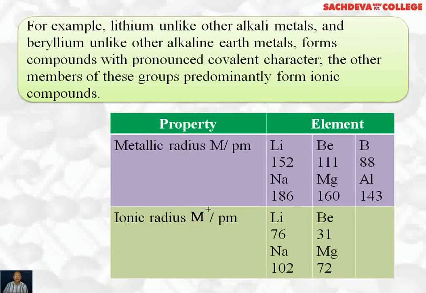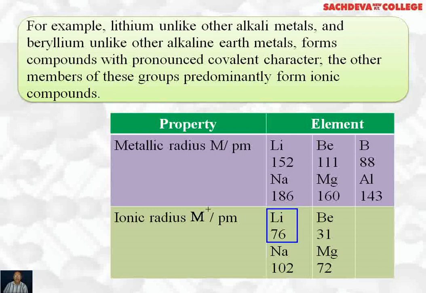For example, lithium has atomic size 152, beryllium 111, boron 88, sodium 186, magnesium 160, aluminium 143. Now, the atomic size of lithium resembles that of magnesium and they resemble in their properties. Similarly, beryllium resembles aluminium and boron resembles silicon. And lithium differs from the rest of the elements of its group. Similarly, beryllium differs from the rest of the elements of its group.